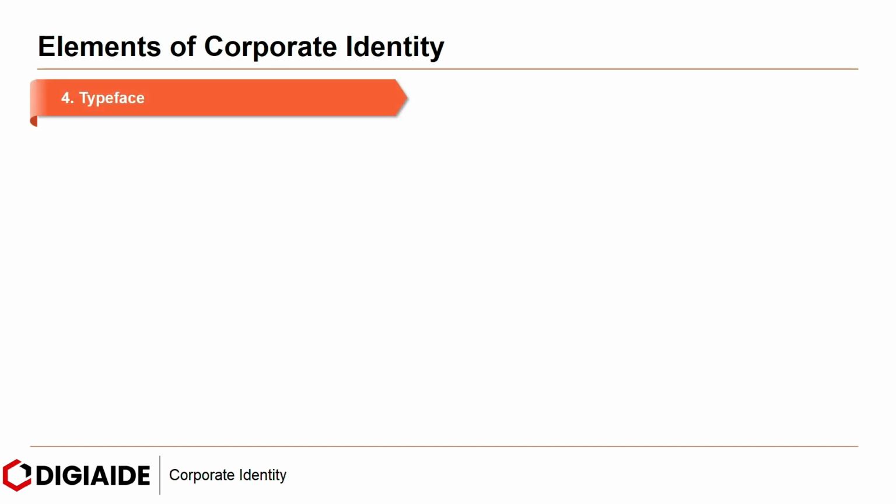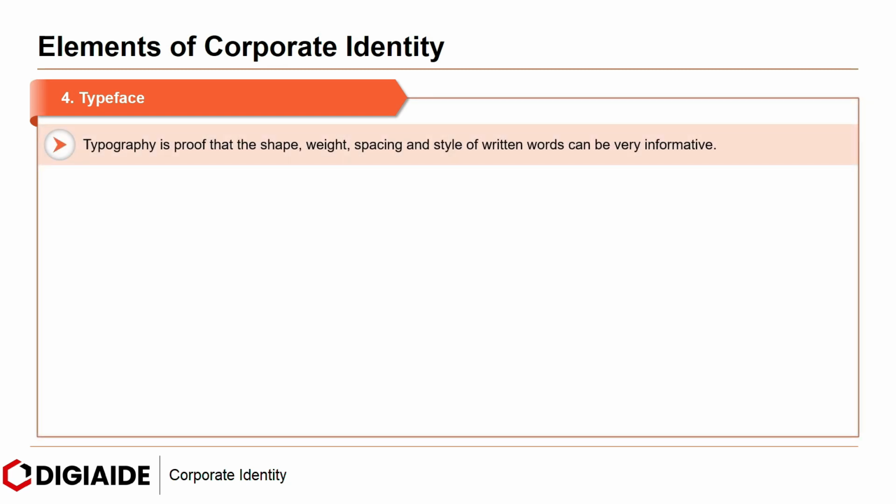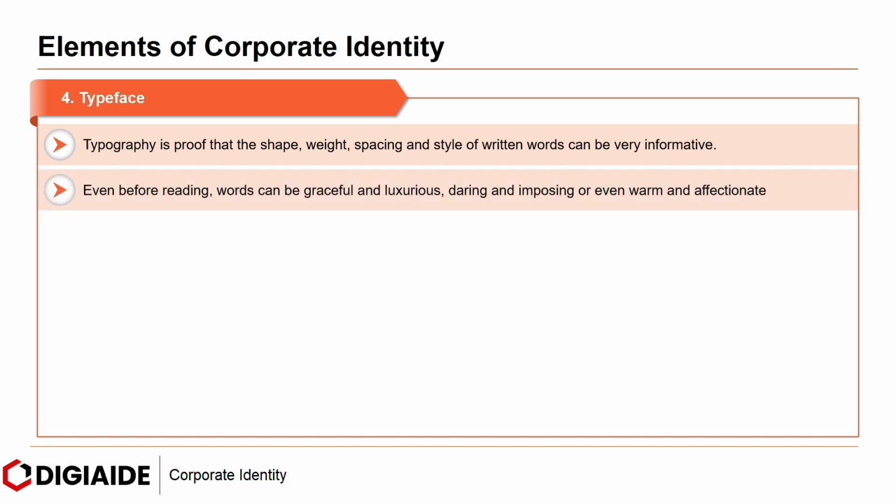Fourth, typeface. Typography is a proof that the shape, weight, spacing, and style of written words can be very informative. Even before reading, words can be graceful and luxurious, daring and imposing, or even warm and affectionate.